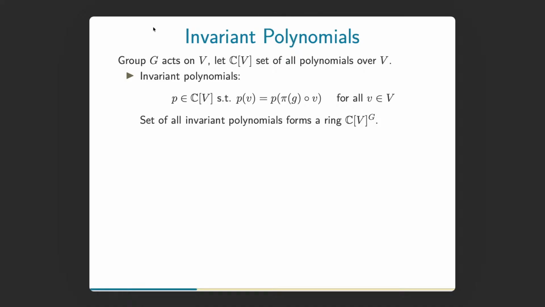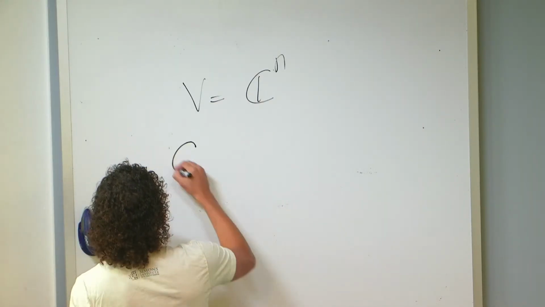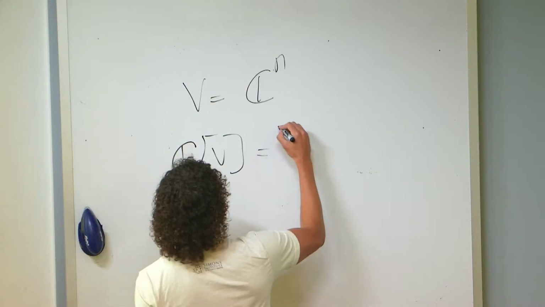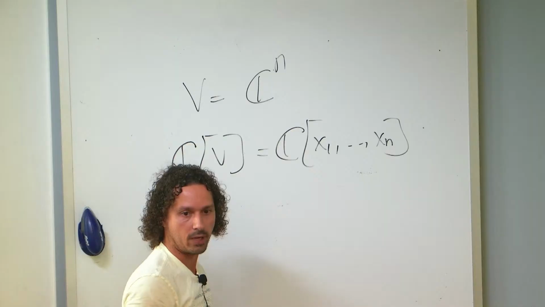Okay, and then again, remember, we had this scaling action and those permutation polynomials that were invariant, and they were quite useful for us, right? The same way here: if a group acts on my vector space, let's denote by this the set of all polynomials over the vector space. If my vector space V is Cn, then what is C[V]? Well, you can think of it as C[x1, ..., xn]. So it's the polynomial ring.